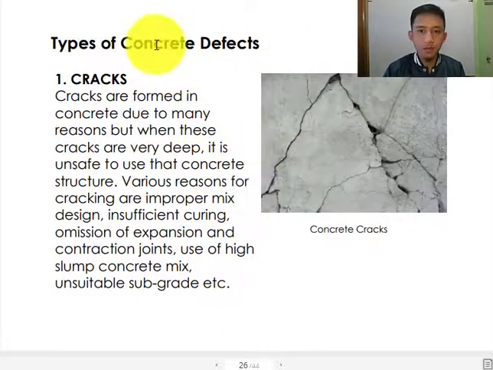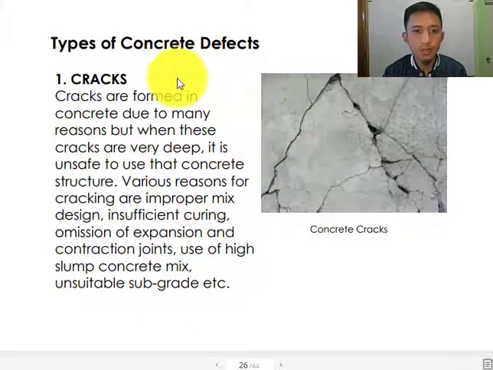So, types of concrete defects. Okay, we have here a lot of types of concrete defects.